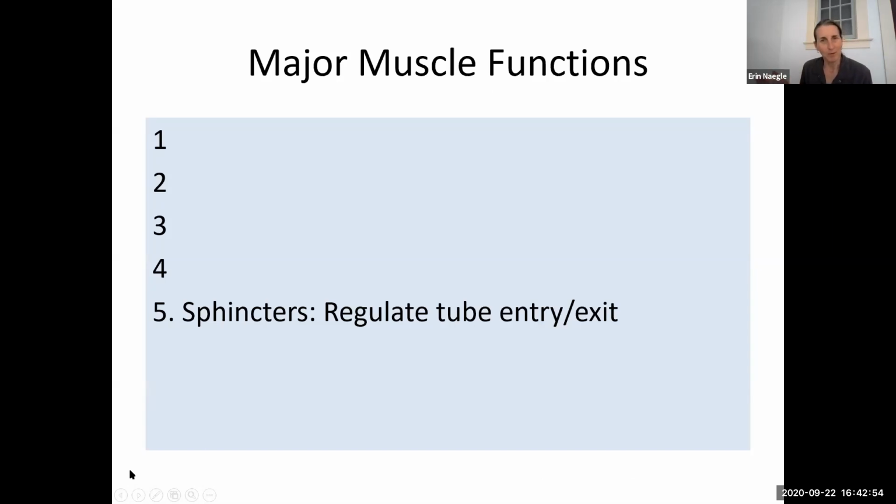Major muscle functions. I'm going to leave that to you. It's in your book. We'll talk about it in our Zoom room. I'm going to add number 5, sphincters, which help regulate entry and exit in tubes. For your skeletal muscles that you have control over specifically, right? That's this sphincter here. We don't like to think of our mouth as a sphincter, but it is.